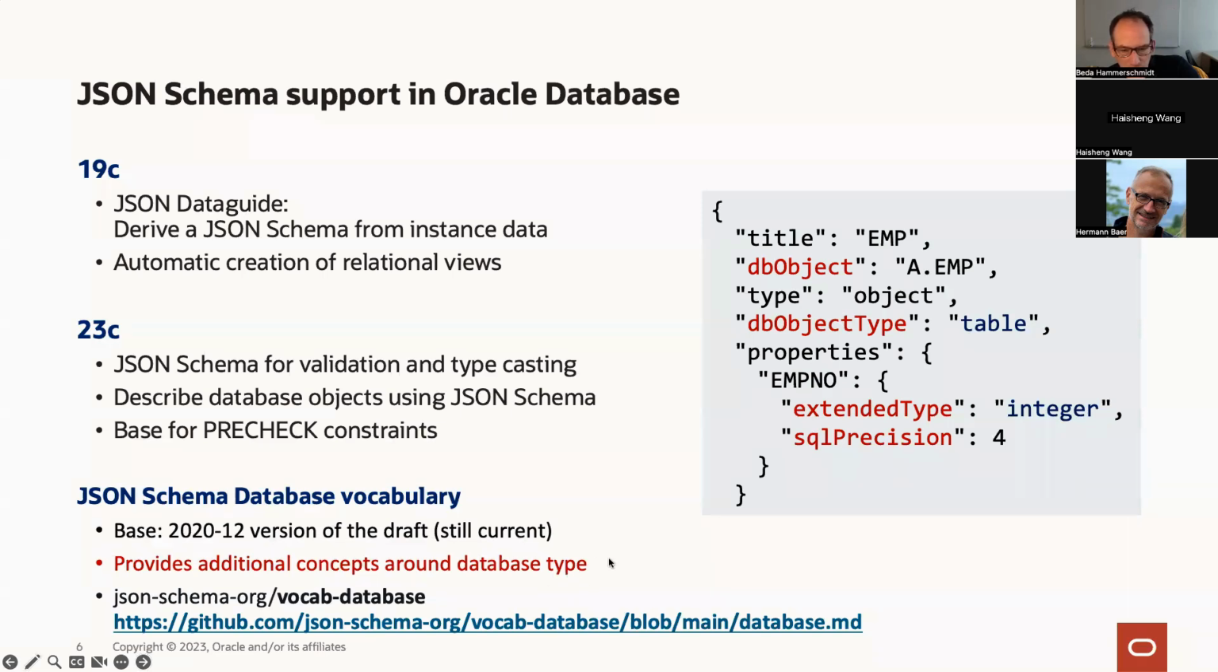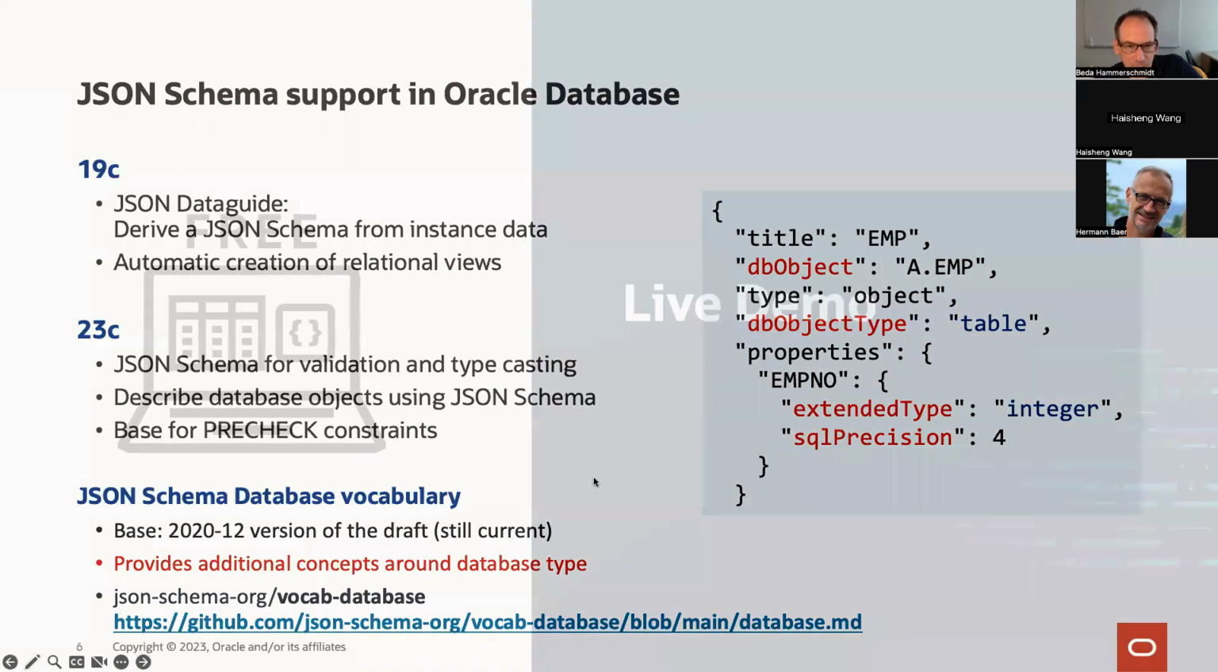And we did not do some Oracle proprietary enhancement. Instead, we worked with the JSON schema group and created an industry-wide proposal for a vocabulary. So you see the link here. I can open that in a second also, just so we could take a look at it. But it's basically providing additional concepts for database use cases. And it's really open, like anyone can use this vocabulary, or we also invite people to enhance this.